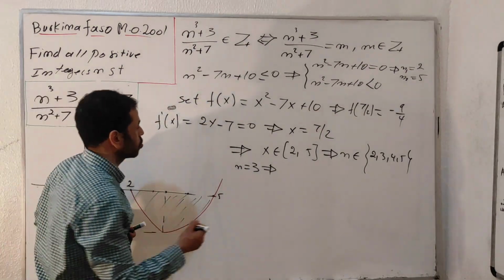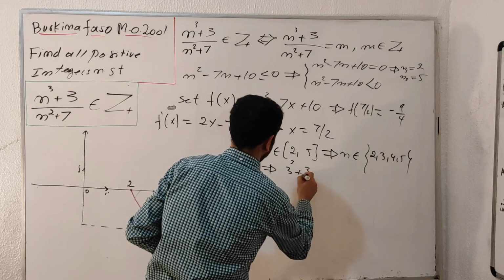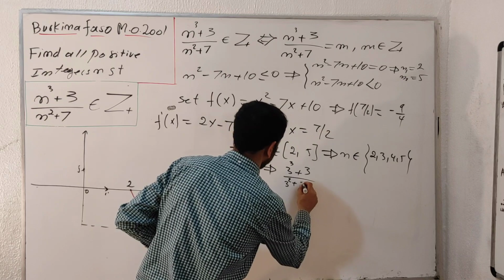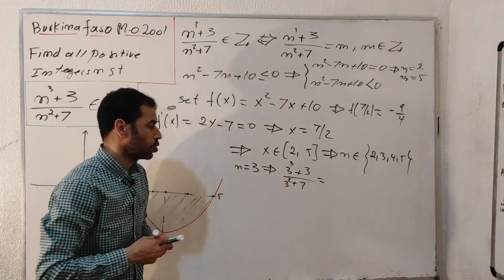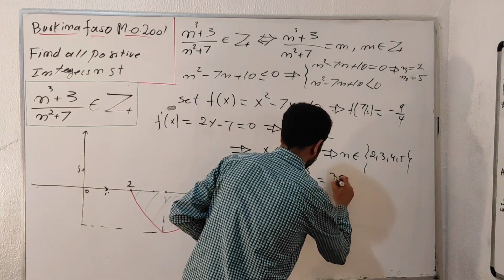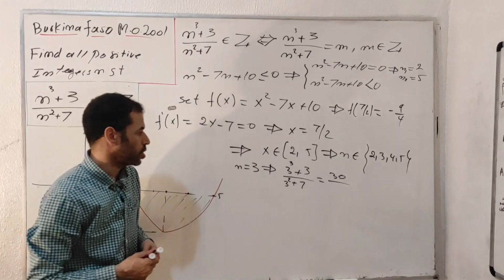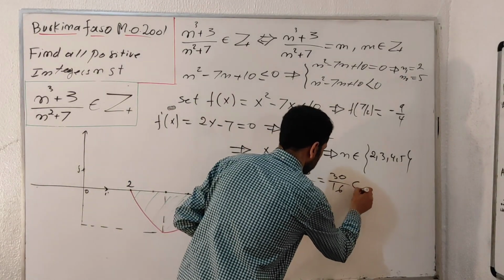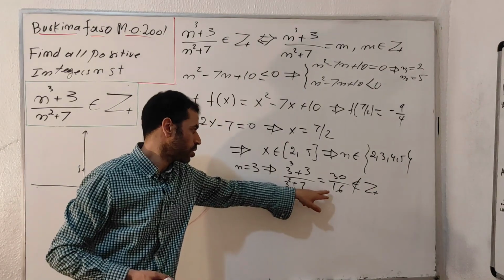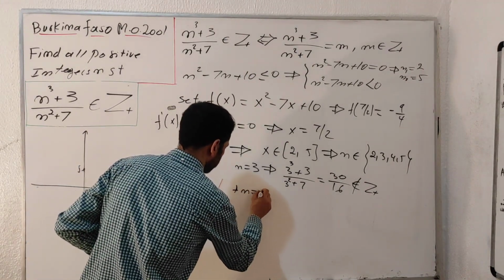Okay, so this one is giving us n cubed, which is 3 cubed plus number 3 over 3 squared plus 7. 3 cubed is 27, 27 plus 3, which is 30. Divided by 3 squared, which is 9, 9 plus 7, which is 16. This is not an integer, which means it is not the solution. Okay, let's check the other case. n equals 4.